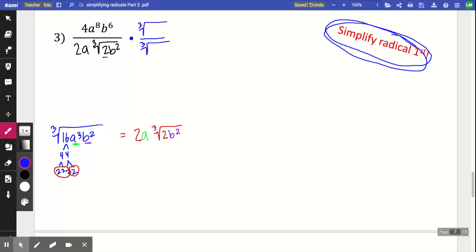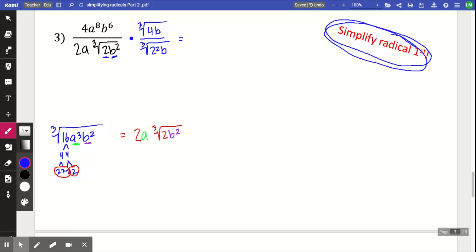I have 1, 2. How many more do I need? 2 2's, so 2 squared. And I have 2 b's. How many more do I need to get that 3 of a kind? 1b. And then let's do the same thing on top. Let's put 4b.